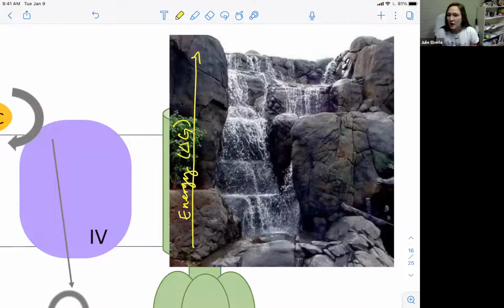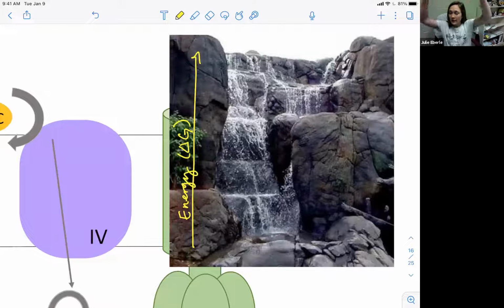So at the very, very top of the waterfall, think about actual water in a waterfall. At the top of the waterfall, that water has the highest amount of potential energy, right? What's the difference between potential and kinetic energy? When I say the word potential energy, what do I mean? Isn't that like stored energy? Yeah, stored energy. The moment that water falls down the waterfall, it's moving. It has kinetic energy.